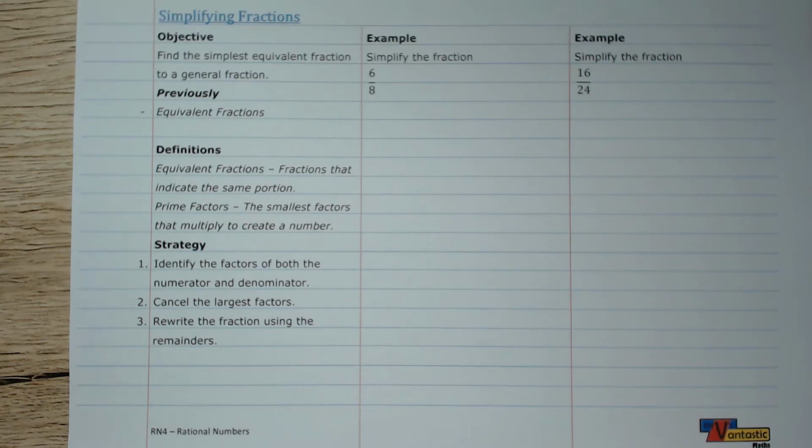Hi, this is Mr. V, and in this video we're going to look at how to simplify a fraction. So in the last video we looked at equivalent fractions, the notion that some fractions are identical to each other, and we learned that we can multiply fractions by numbers to increase fraction sizes to figure out an equivalent fraction. Now we want to do the reverse.